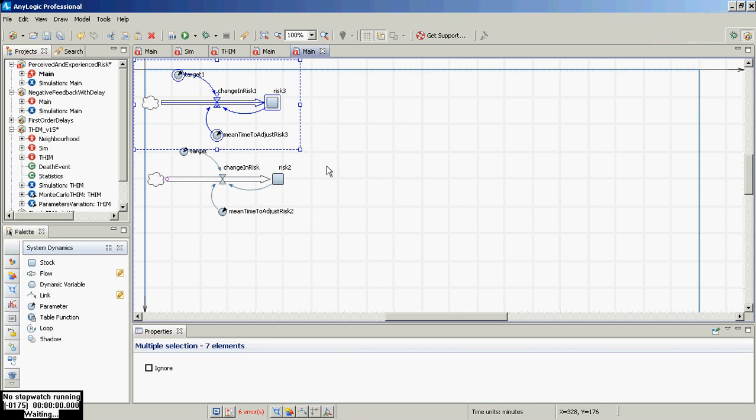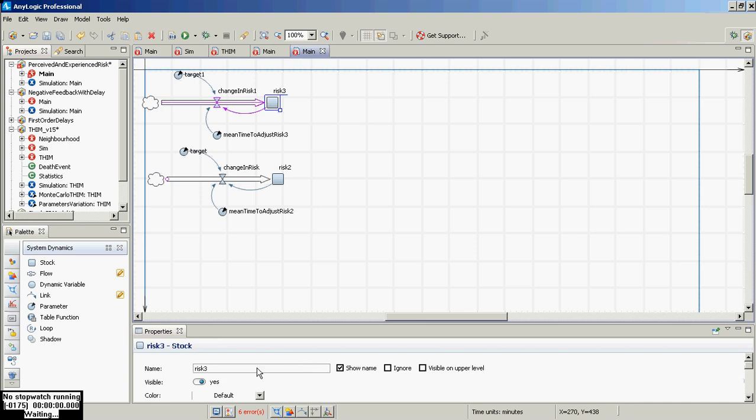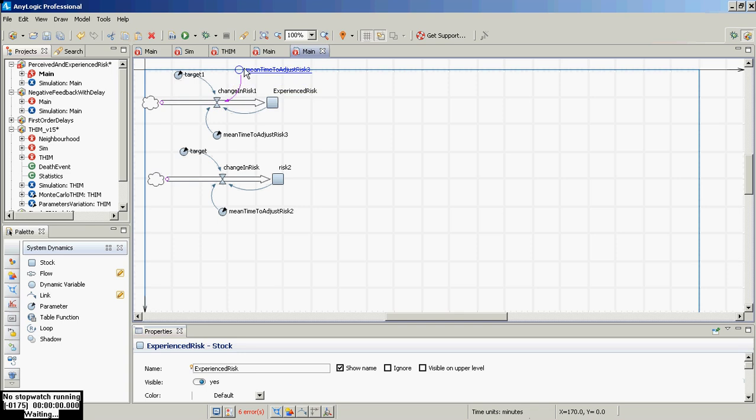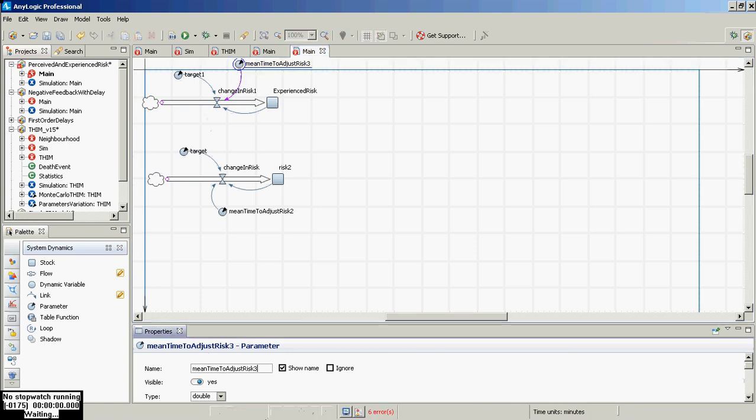In this case, it's this. And what we're going to have at the top, ladies and gentlemen, is just experienced risk. This is going to be the actual underlying risk to which people are subject. And I'm going to bring this around so it doesn't get in the way of things. And I am going to make this mean time to adjust experienced risk. Okay, the actual risk that's out there.